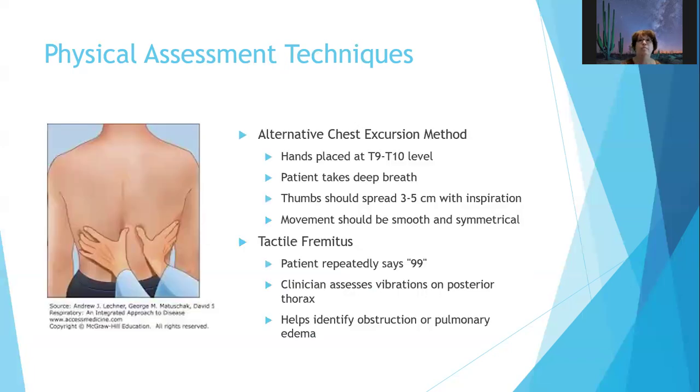An alternative method of measuring chest excursion is you place your hands at the T9, T10 level, and put your thumbs about 3 to 5 centimeters apart. When the patient takes a deep breath, the thumbs should move about 3 to 5 centimeters apart, and the movement should be smooth and symmetrical. It shouldn't be one side moves and then the other side moves or anything like that. So a chest expansion test is commonly done, and a lot of times they do it manually with their hands like that.